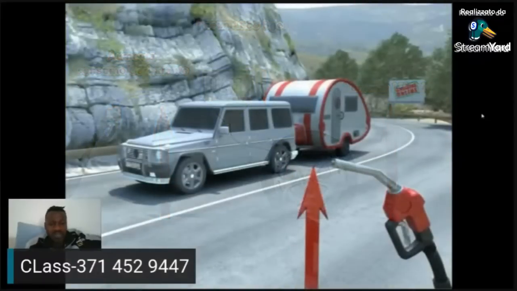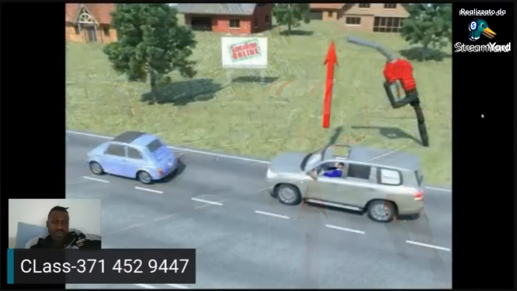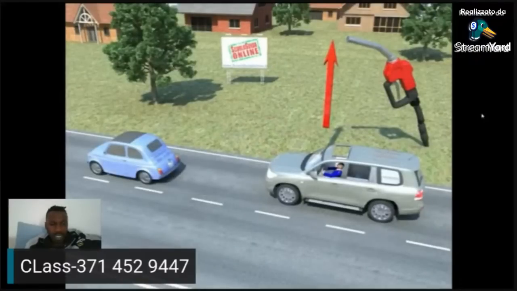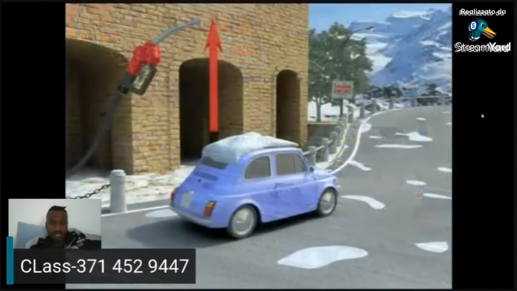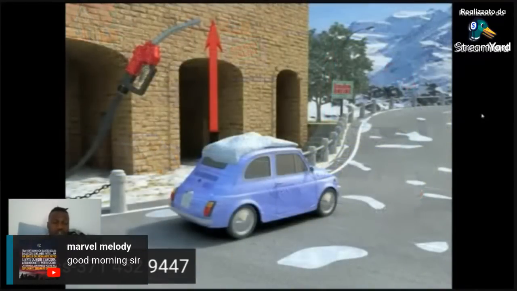When we are towing other vehicles, it also increases the fuel consumption because of the extra weight behind us. When we open the top of our vehicle and also the windows and we are driving with speed, it also increases the consumption of the fuel. When there is ice or snow on top of our vehicle, it also increases the consumption of the fuel.